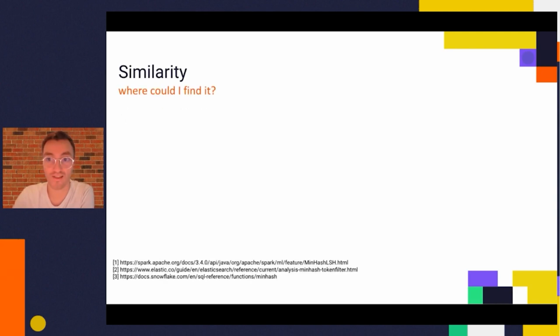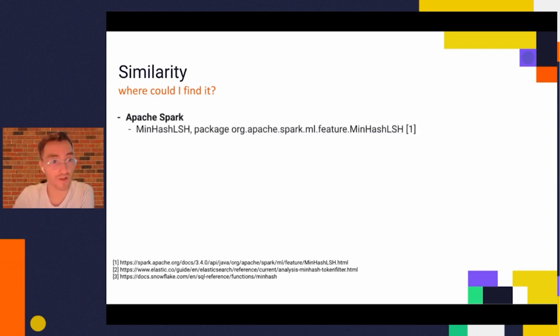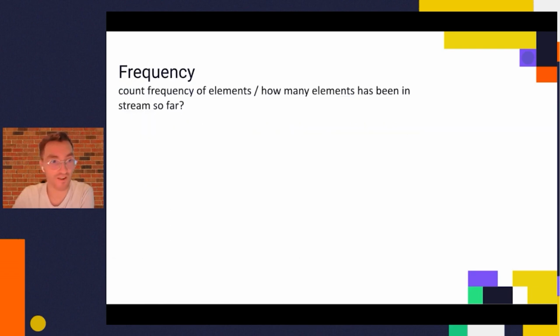Where could I find them? Where do I find those functions? Usually in Apache Spark, there's an implementation of the MinHash LSH algorithm. In Elasticsearch, we have a MinHash token filter. In Solr, MinHash. And that's all. So if you would like to find similar elements, let's try some MinHash algorithm.